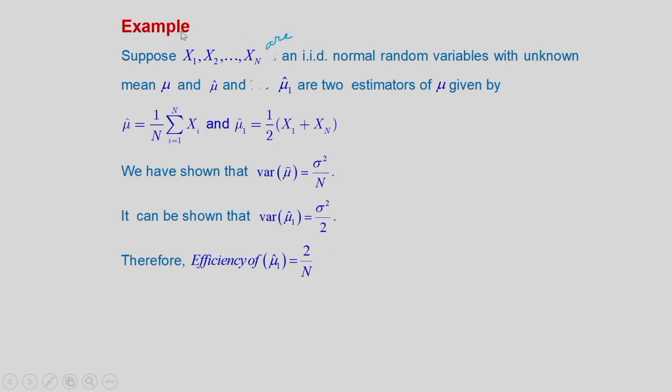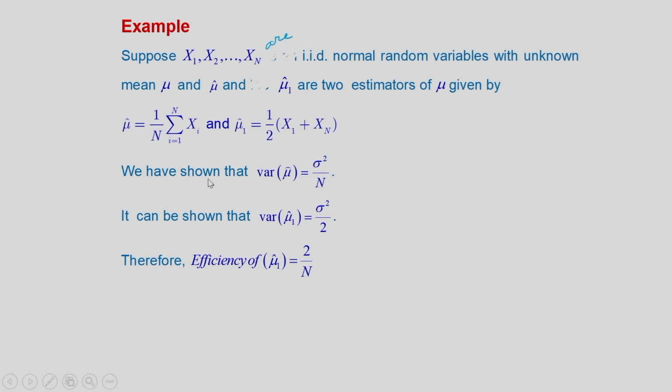We will give another example. Suppose x1, x2 up to xn are IID random variables with unknown mean mu, and mu hat and mu 1 hat are two estimators of mu. mu hat is the sample mean as usual, and mu 1 hat we define as half of (x1 plus xn). Now both are unbiased estimators.